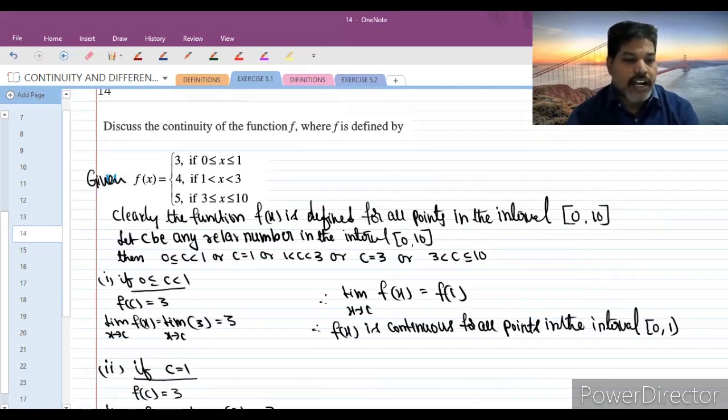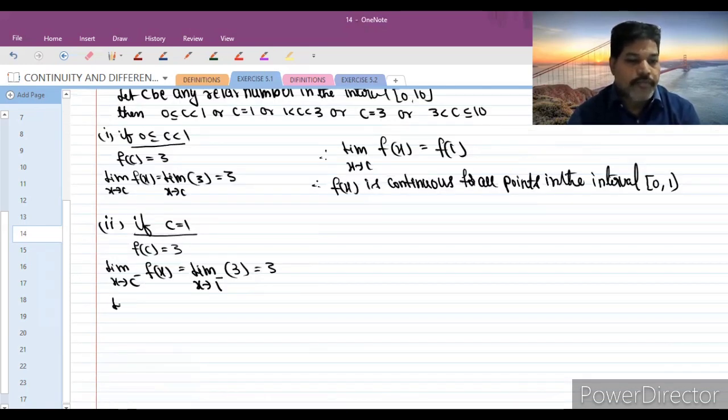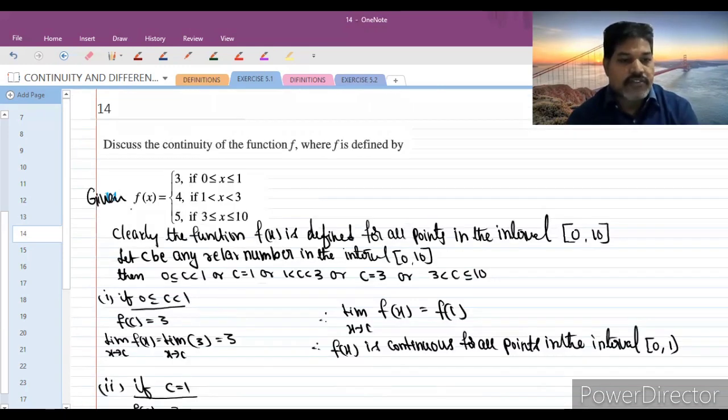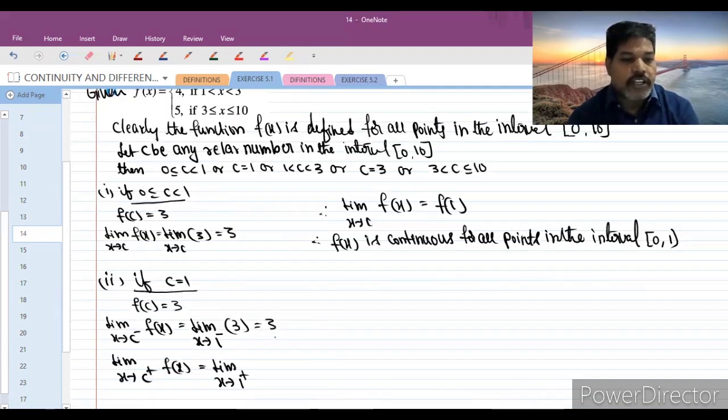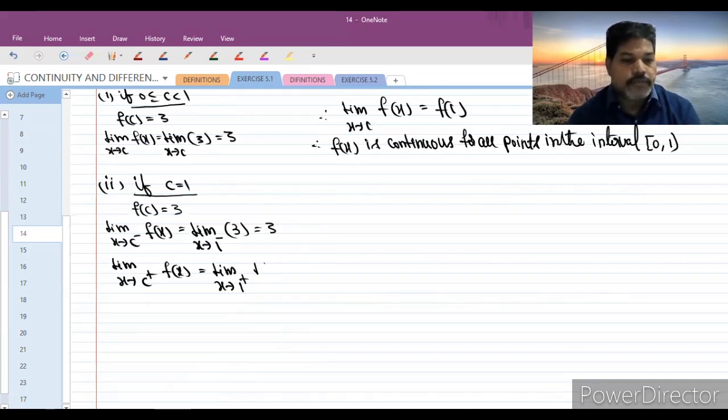Next, the right-hand limit: the limit as x approaches c from the right of f(x). Here c is nothing but 1 only, so in place of c we take the limit as x approaches 1 from the right of f(x). For x greater than 1, the f(x) value will become 4. So this will become 4 only.